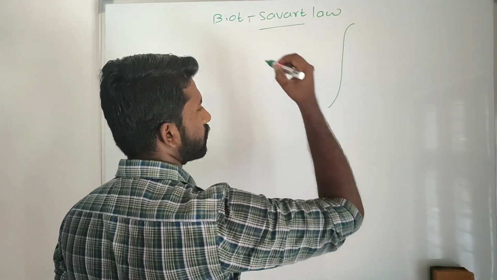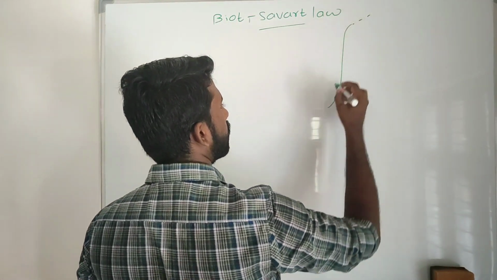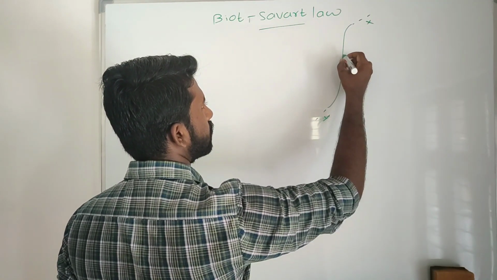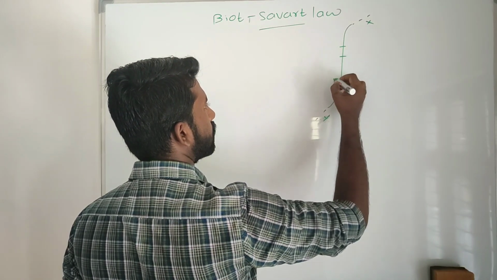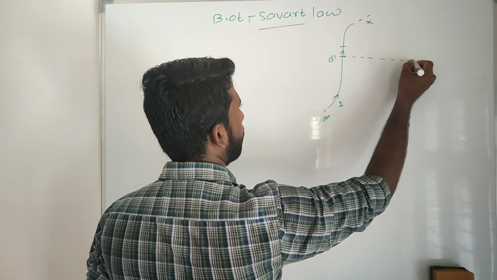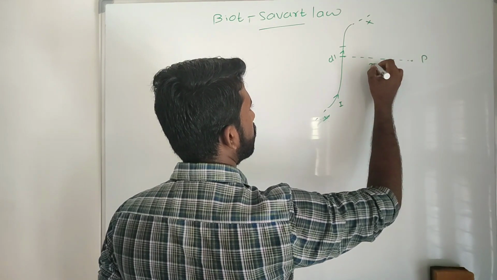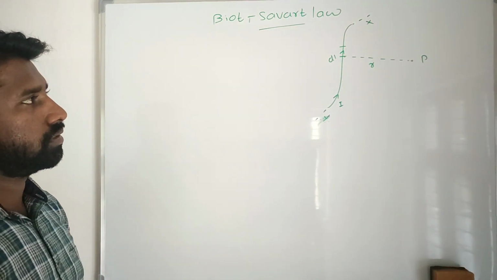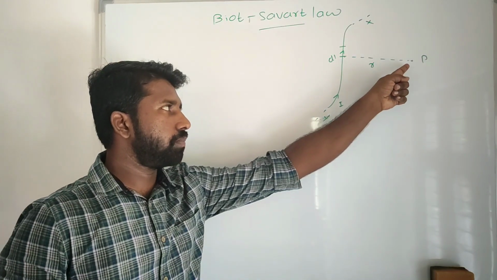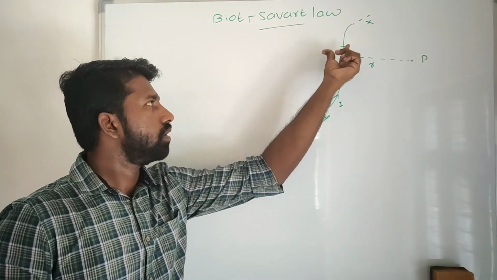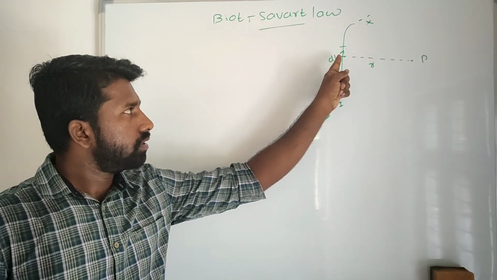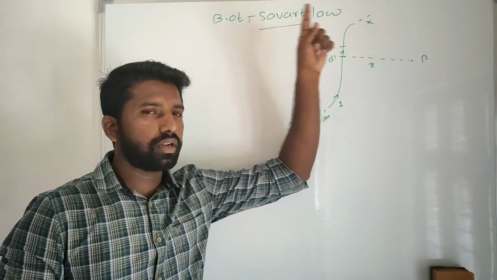So we are going to consider an infinitely long current carrying conductor XY with current I, and a small element dl. This is the point, at distance r. We consider a point P, which is r distant from the small current element dl. This current element will produce a magnetic field at point P.